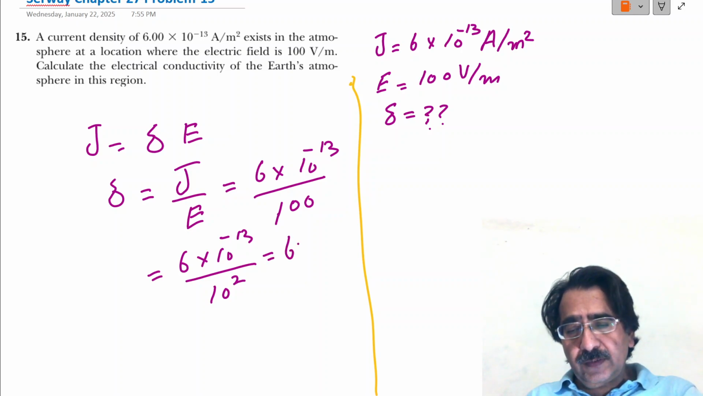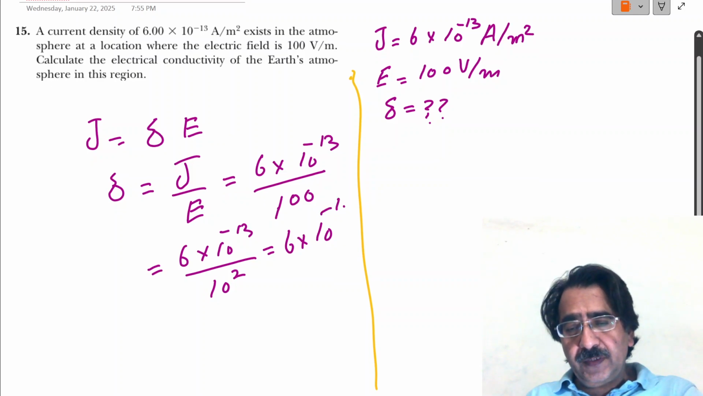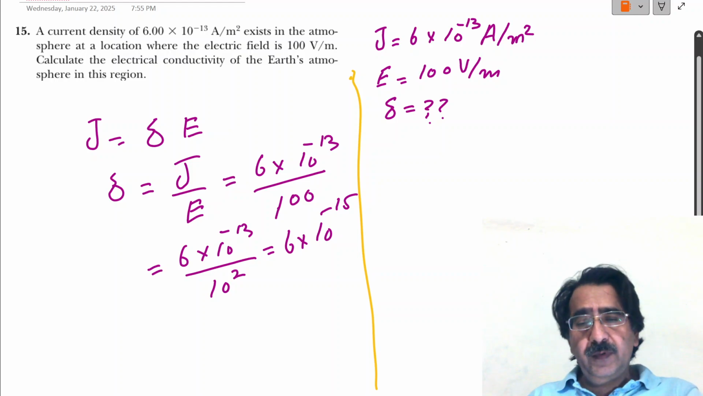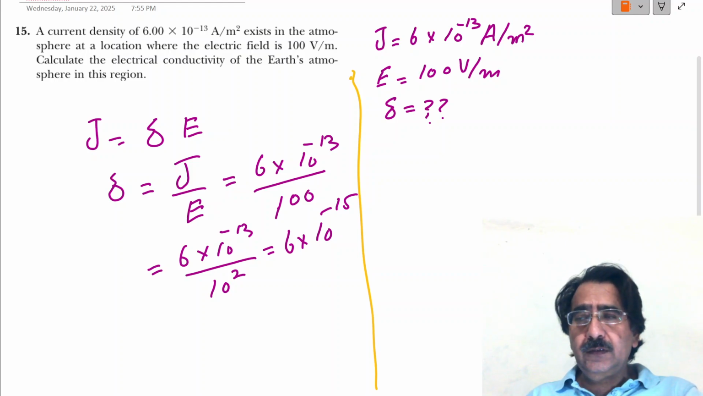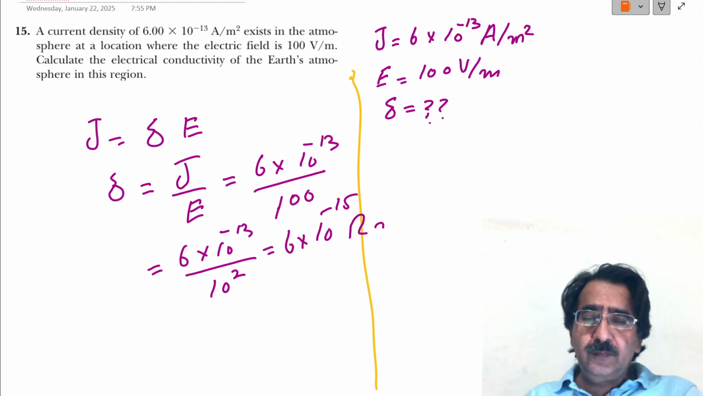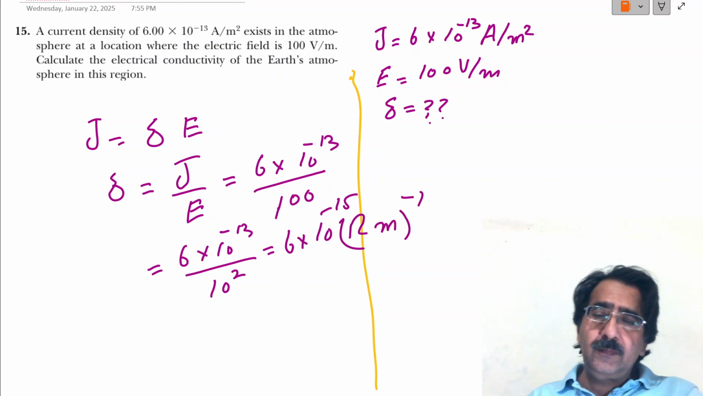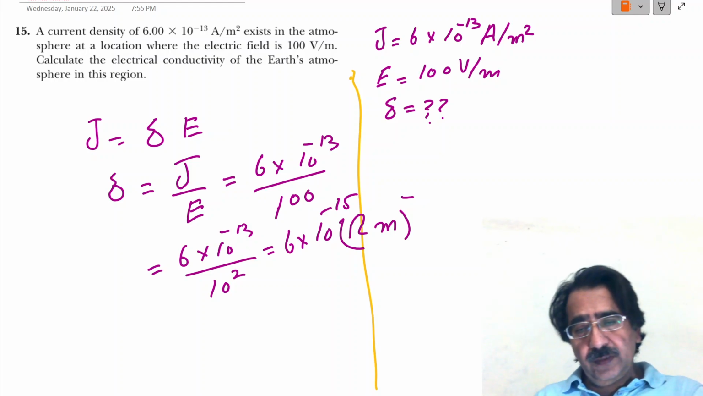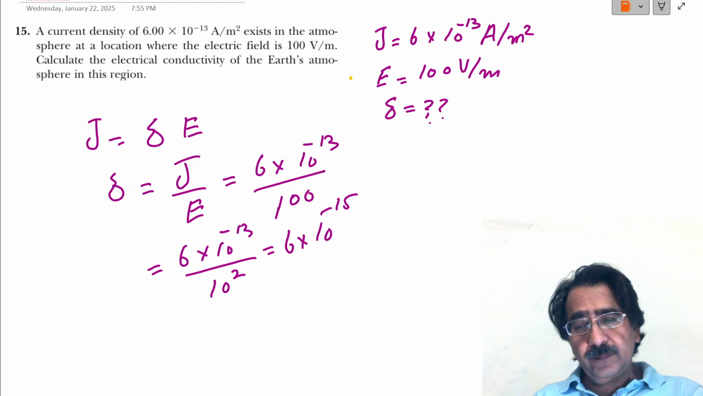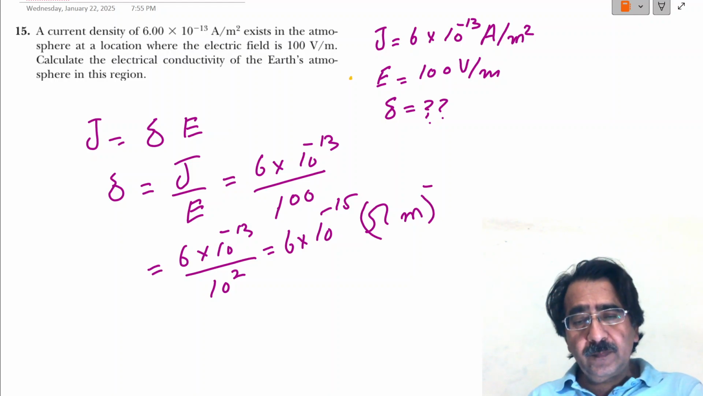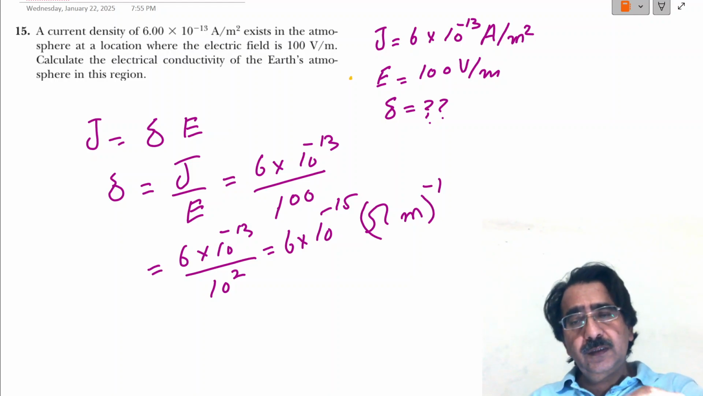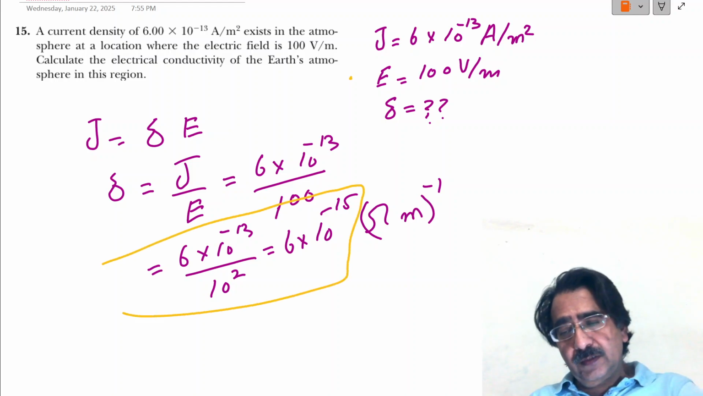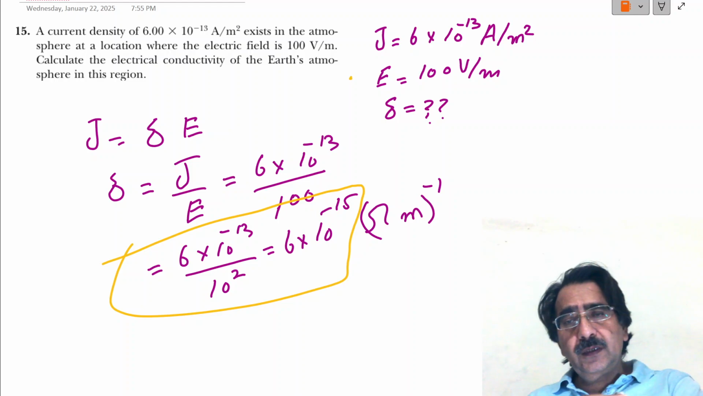that will be 6 × 10 to the power of minus 13 minus 2, which is minus 15. So that will be ohm meter inverse. So this will be the unit. You may say meter minus 1. So this is the answer. So this is sigma.